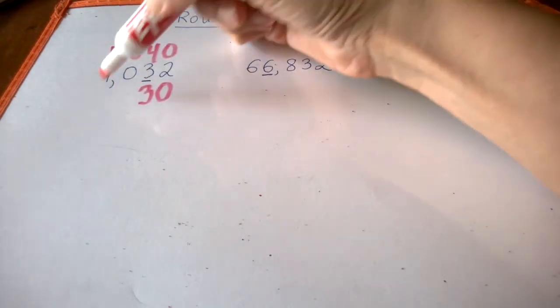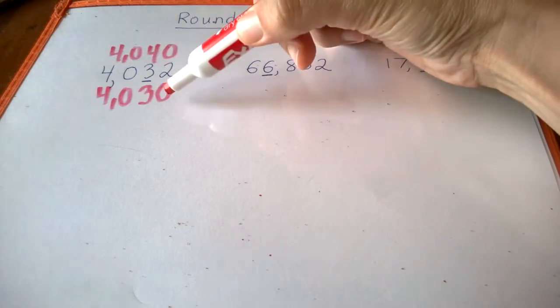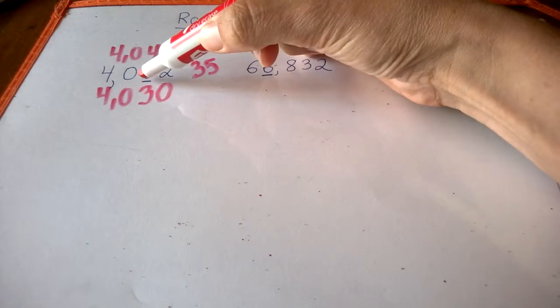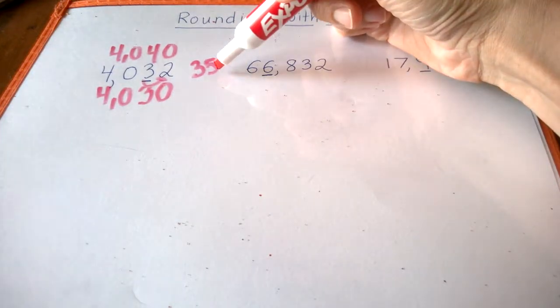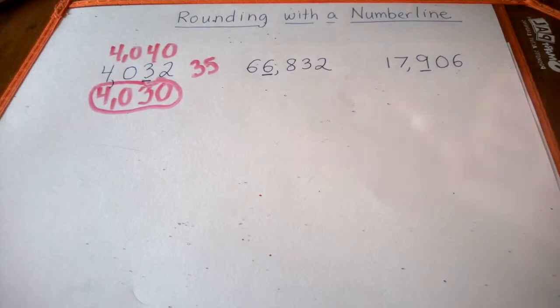It's 4,040 or 4,030. Now the number in between 30 and 40 is 35. So we're going to look to the right and see if we hit that middle number, because once we do, we're going to round up. And we have not hit the middle number, so we are going to round down to 4,030.